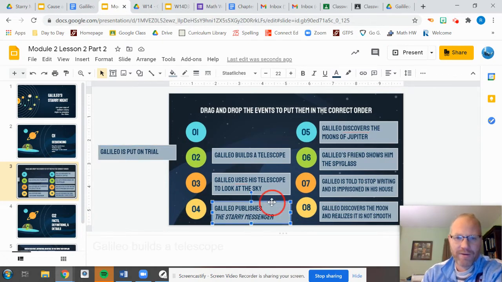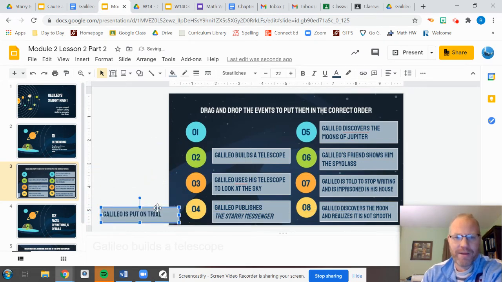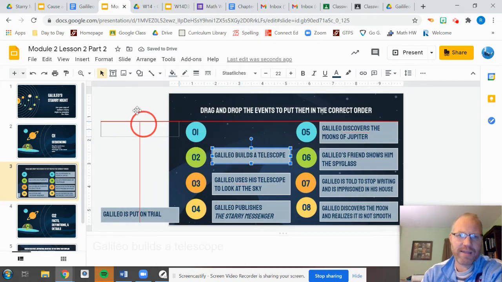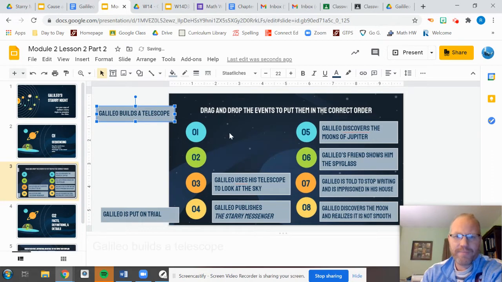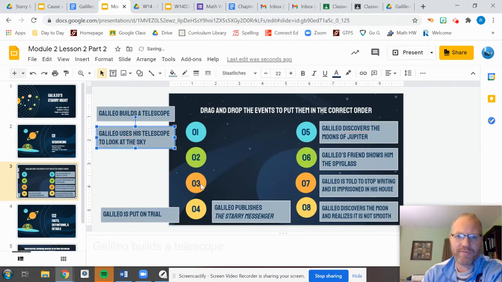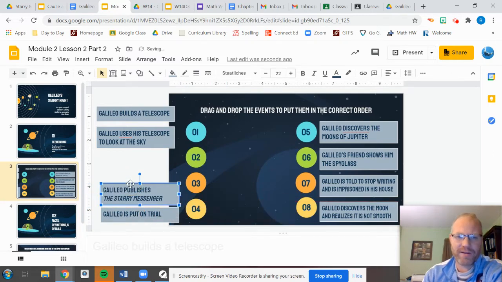So I'm going to go through, and Galileo was put on trial. That was towards the end, but in the middle. Galileo builds a telescope. That was in the beginning. Galileo uses his telescope to look at the sky. Well, that would happen after he builds the telescope, sometime after. Galileo publishes the Starry Messenger. Well, this would be before he was put on trial, because he was put on trial because of the book.